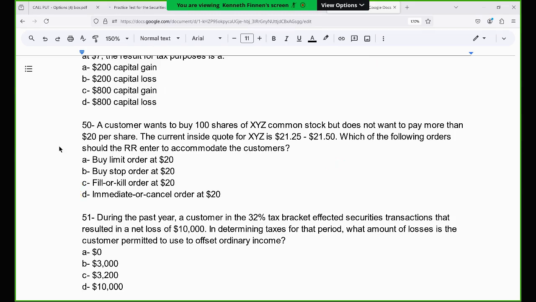A buy limit is literally saying, I want to buy the stock, but I don't want to pay over a price. So that's this. I want to buy 100 shares, but not pay more than 20. That is the long version of this. A buy limit order at 20. Because look, the market is 21.25 by 21.50.